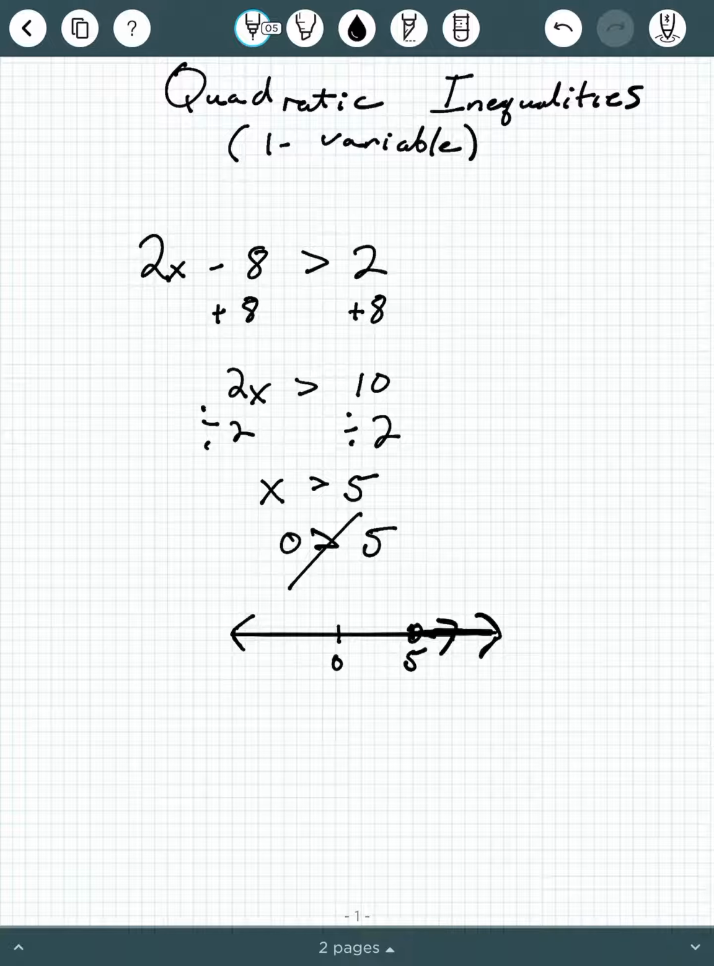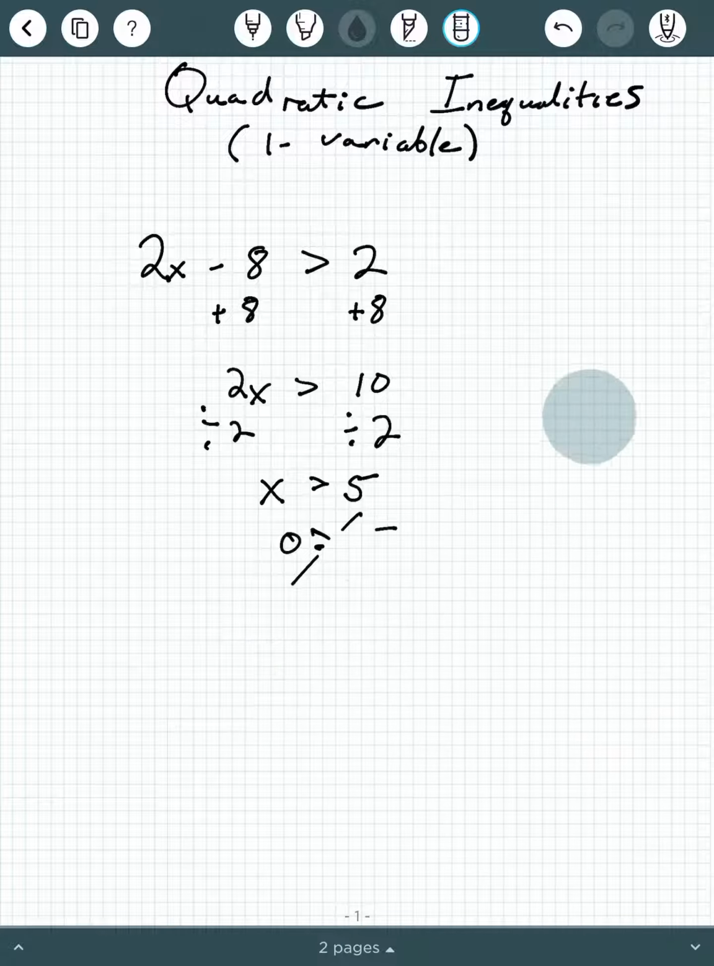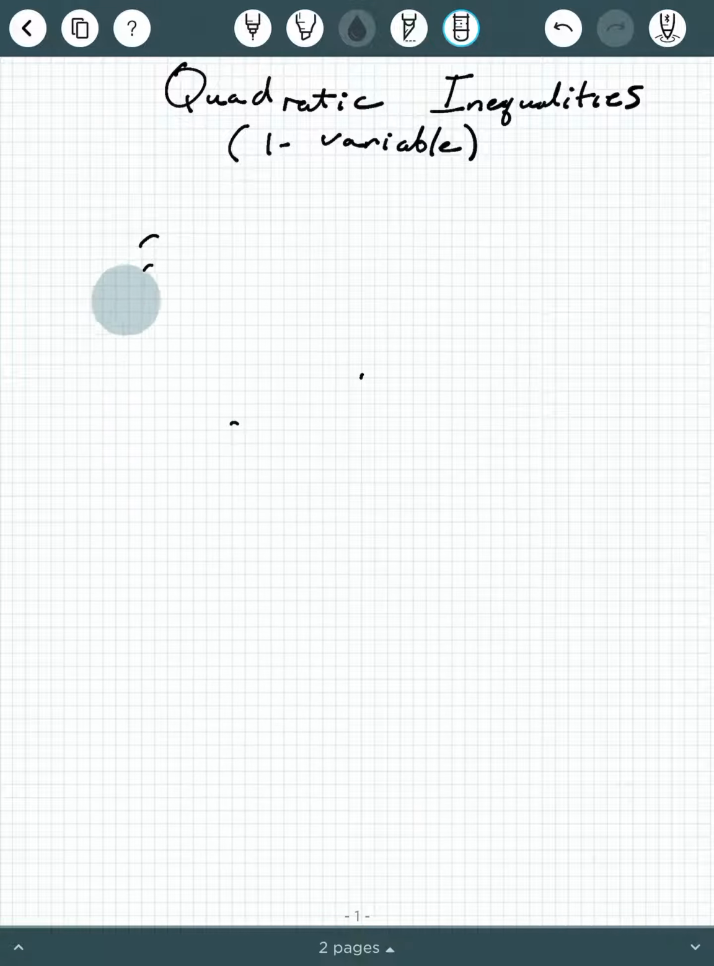We even moved to those in two variables, x and y. Today we're going back to one variable. However, we're going to look at quadratic, or something with x squared in the inequality. So let's go back, let's clear some space, and let's take a look at one of those.